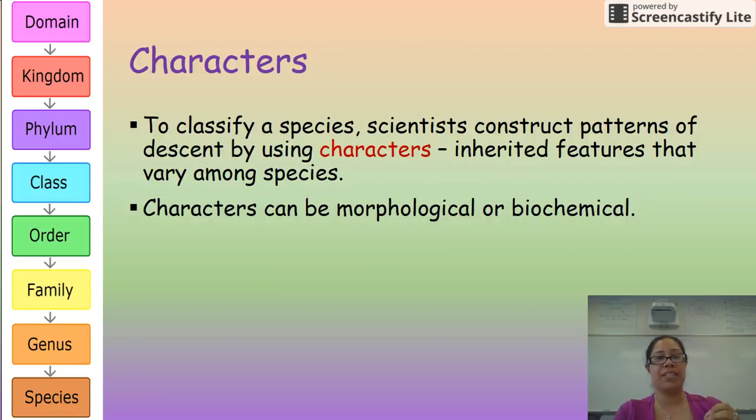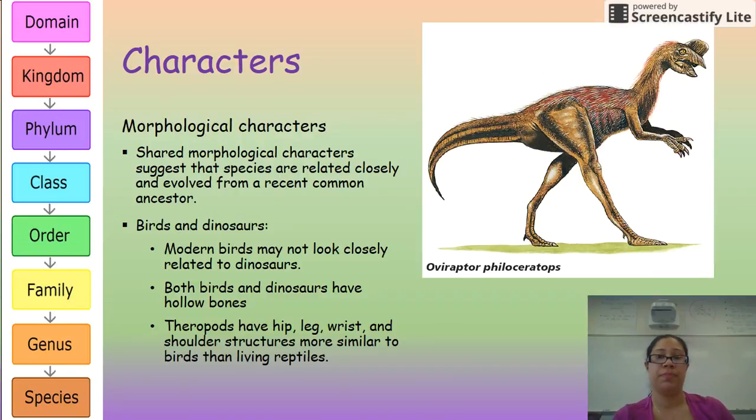Okay, so we've got different characters. The characters can be morphological, so physical, or they can be biochemical. That's going to be our DNA, RNA, amino acids, all of that stuff. These are characteristics that are inherited from a common ancestor and are common between species.